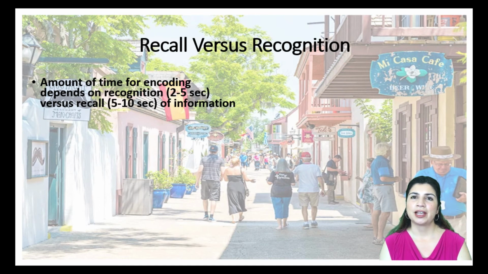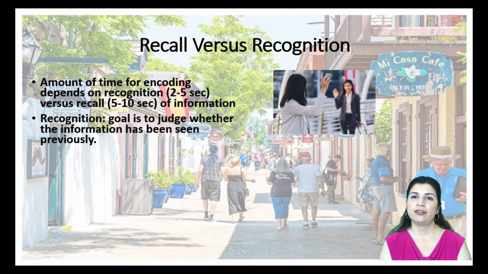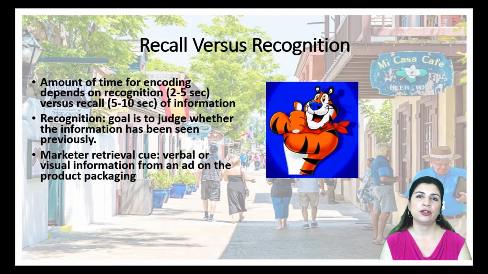These differences in transfer times have important implications for managers. When developing messages, the marketer should consider whether the consumer will be in a recognition task or a recall task. In a recognition task, there will be information placed in front of the consumer, such as a product display at a store, and the goal of the consumer is simply to judge whether the information has been seen previously. In such situations, marketers may provide a retrieval cue by placing verbal or visual information from an ad on the product packaging to assist consumers' memories during decision making. Children's cereals, for example, frequently feature animals from the ads on the product boxes themselves.